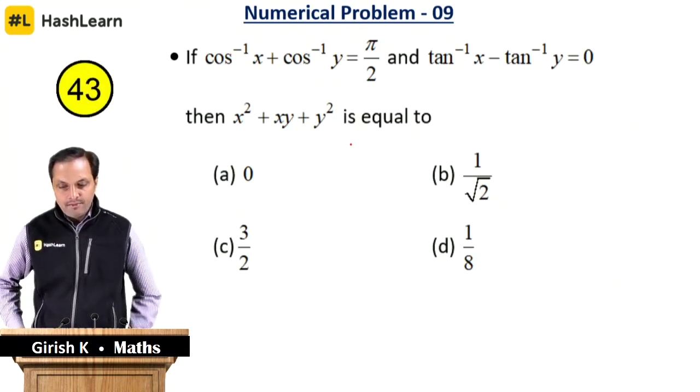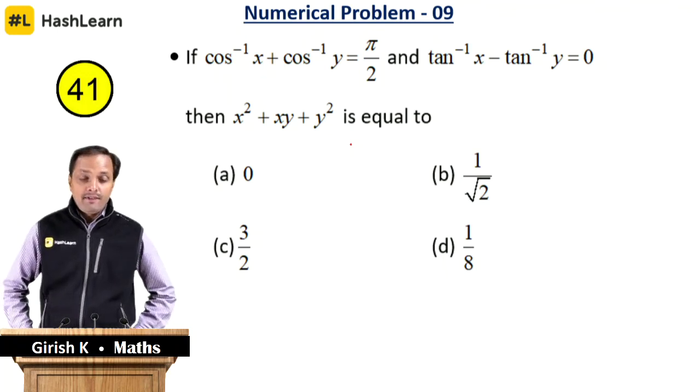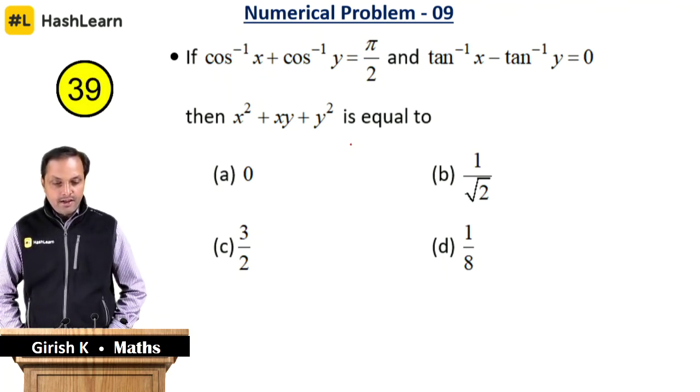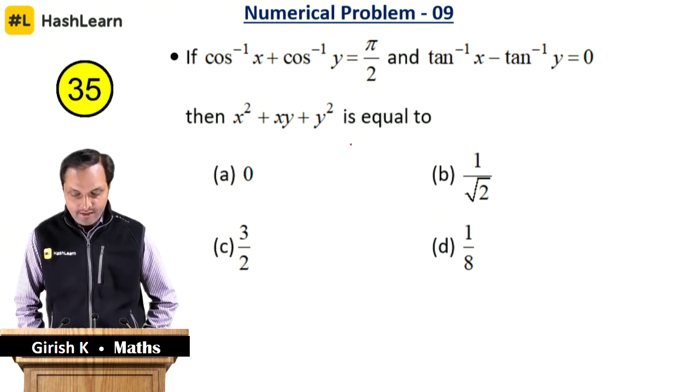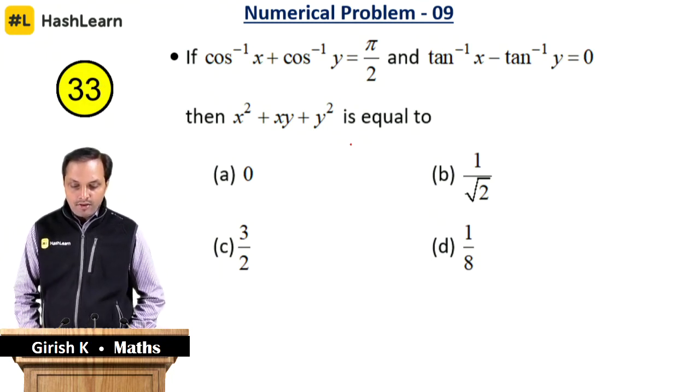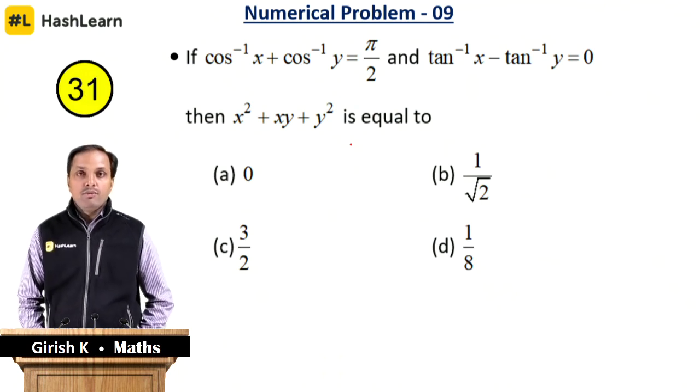Here is the problem, and they are asking you to find the value of x square plus xy plus y square: is it 0, or 1 by root 2, or 3 by 2, or 1 by 8?